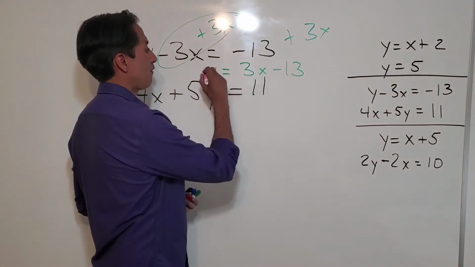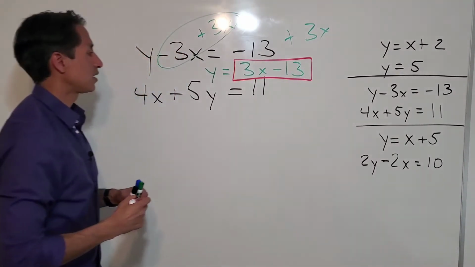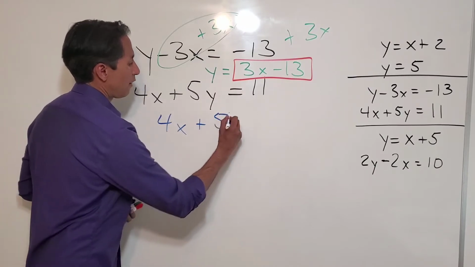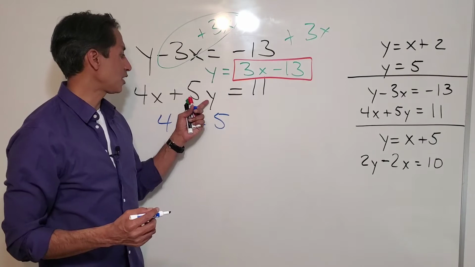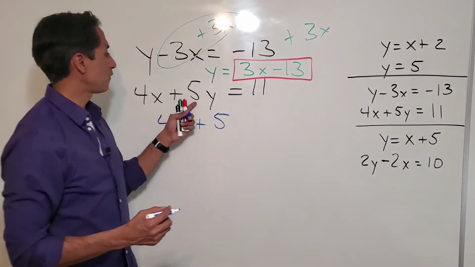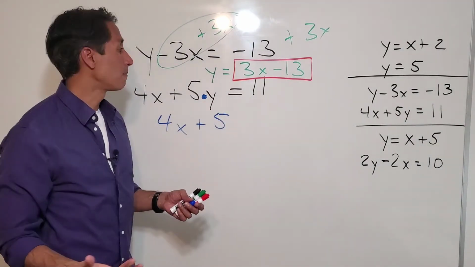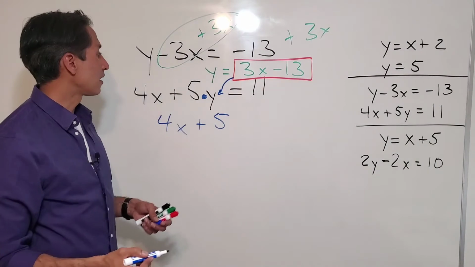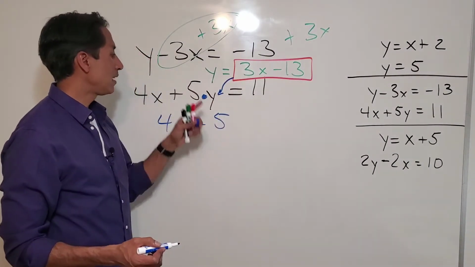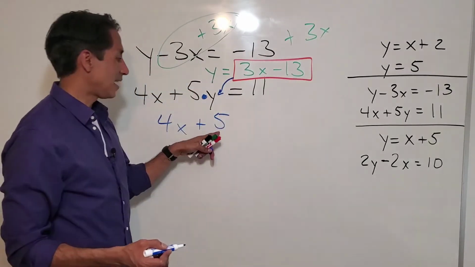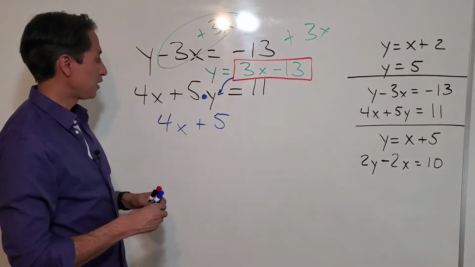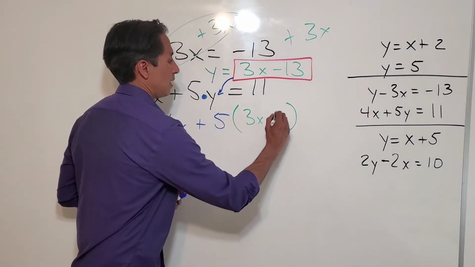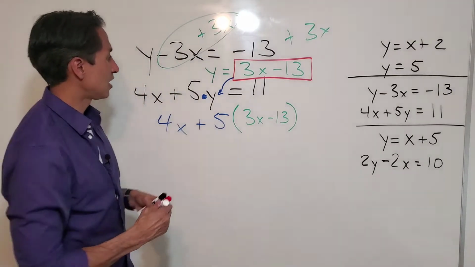So we've now figured out that y equals 3x minus 13. Let me rewrite the first part of the problem here. I got 4x plus 5, but it's 5 times y. Remember, anytime you have a number next to a letter, it's multiply. So what I'm saying is 5 times whatever y is equal to. And I can now substitute all of this in for that value of y, because I just figured out that y equals this stuff. So let me write it out that way: I have 5 times, and in order to multiply, I'm going to put in those parentheses, and fill in 3x minus 13, and then the rest of the equation says equals 11.